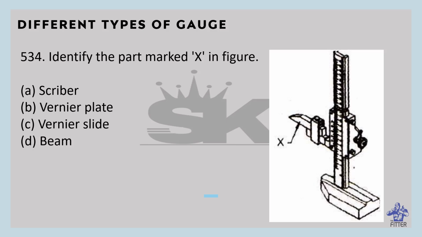Identify the part marked X in the figure. So that is the scriber. The scriber is a marking tool made of high carbon steel. It is used for drawing lines while marking on metal jobs. The scriber should always be held diagonally in the direction of movement. Its end gets worn out due to repeated use, so its edge should always be kept sharp.